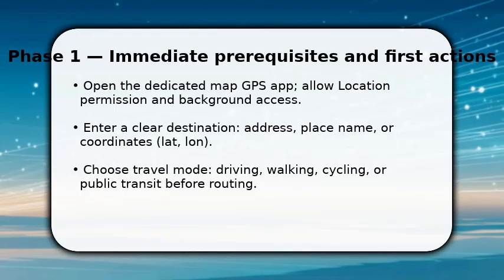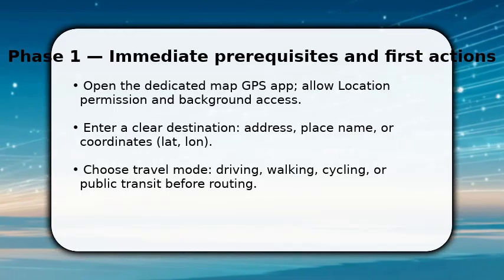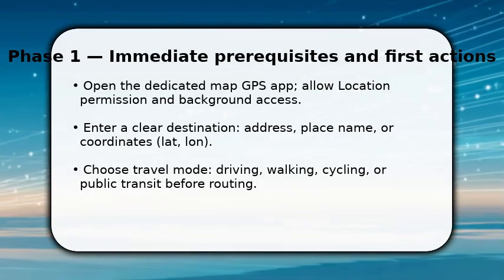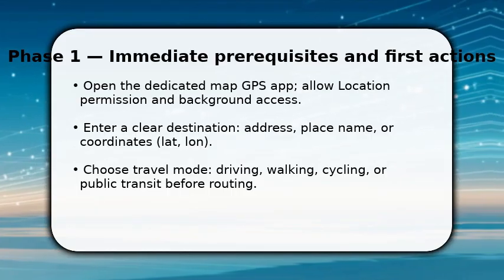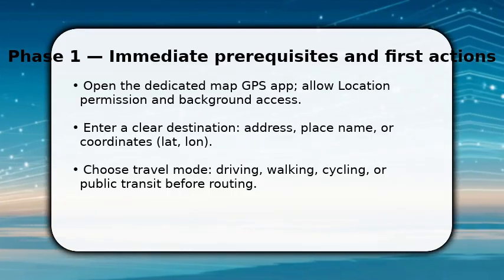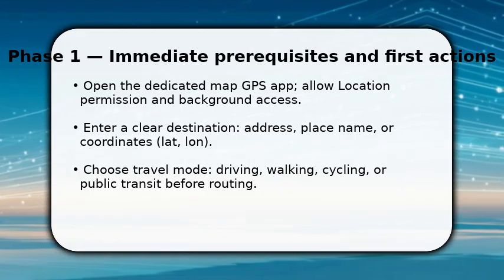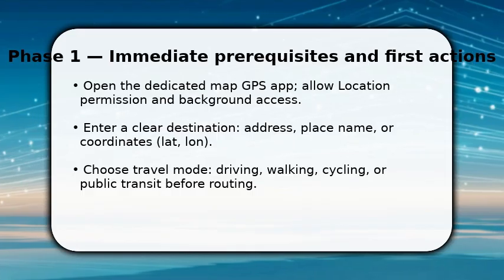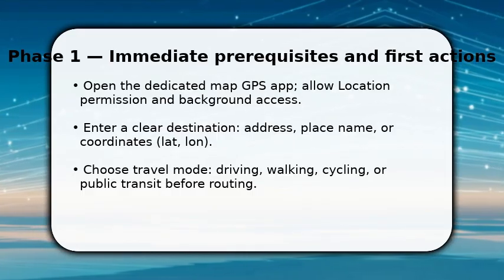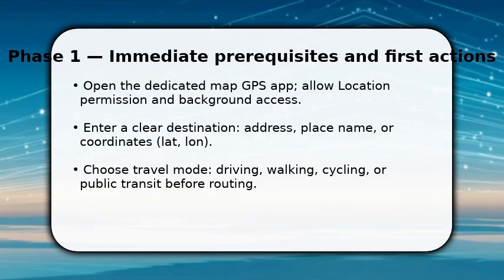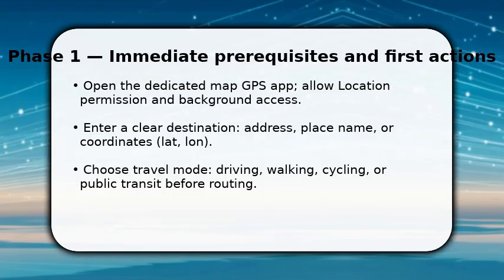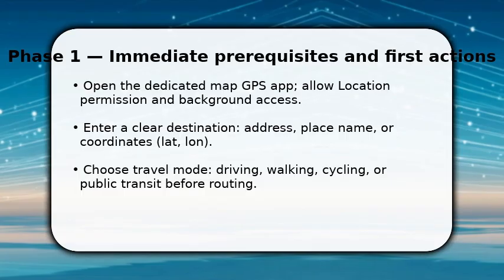You begin by opening the Map GPS app and granting location and background access so the signal stays live. Enter a precise destination, an address, place name, or coordinates, because fuzzy targets slow routing. Then choose your travel mode. For example, driving versus walking will change the route significantly. Once done, tap Route or Directions to generate the single recommended path.